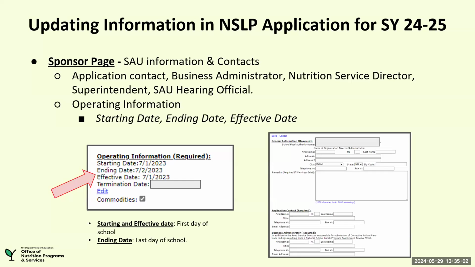On the sponsor page, the operating information at the bottom will need to be updated to reflect the first day of school for school year 24-25 and the scheduled last day of school for school year 24-25. Lastly, make sure commodities is checked at the bottom of the sponsor page. Do not put a termination date in any active school site.